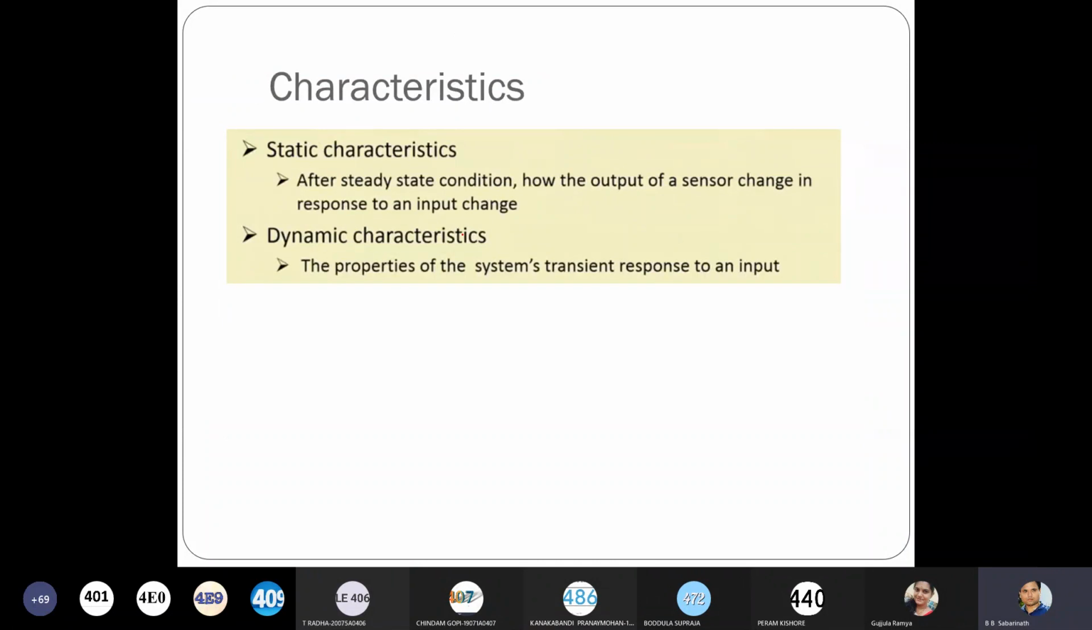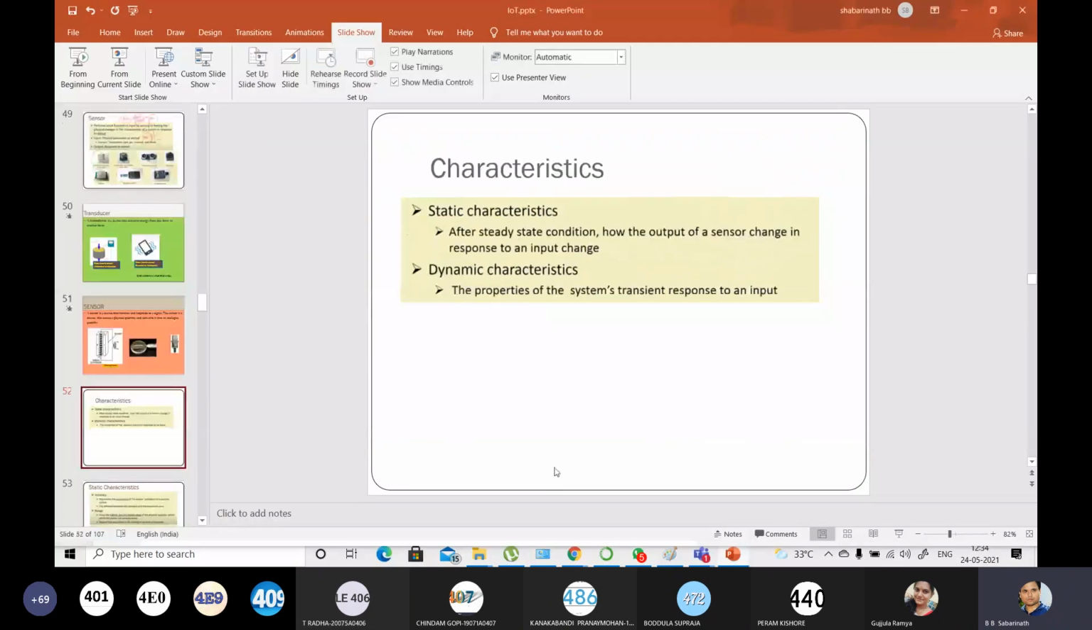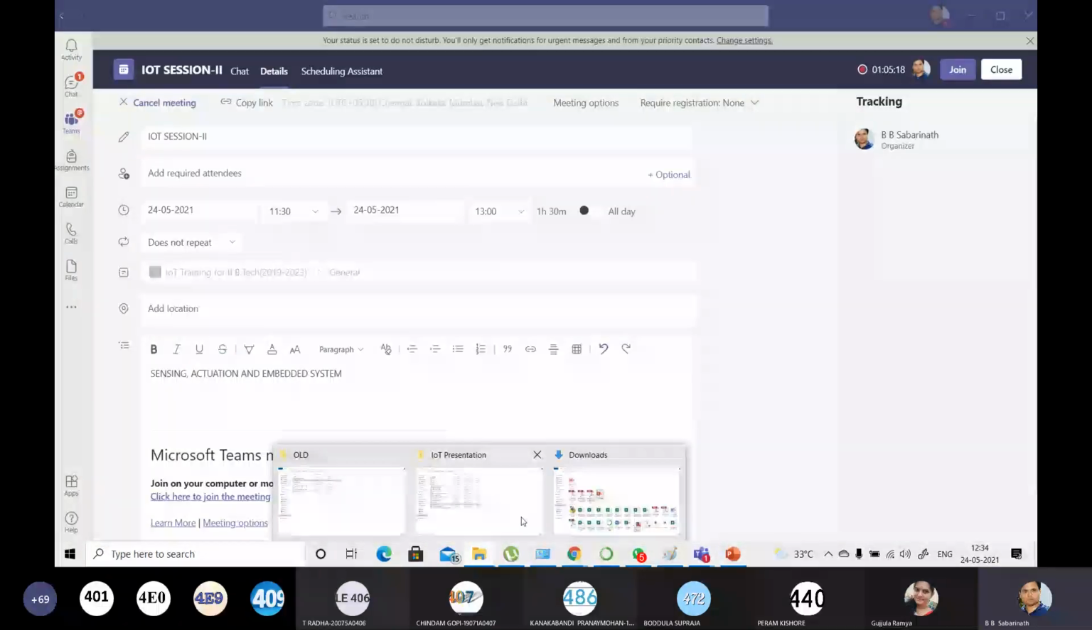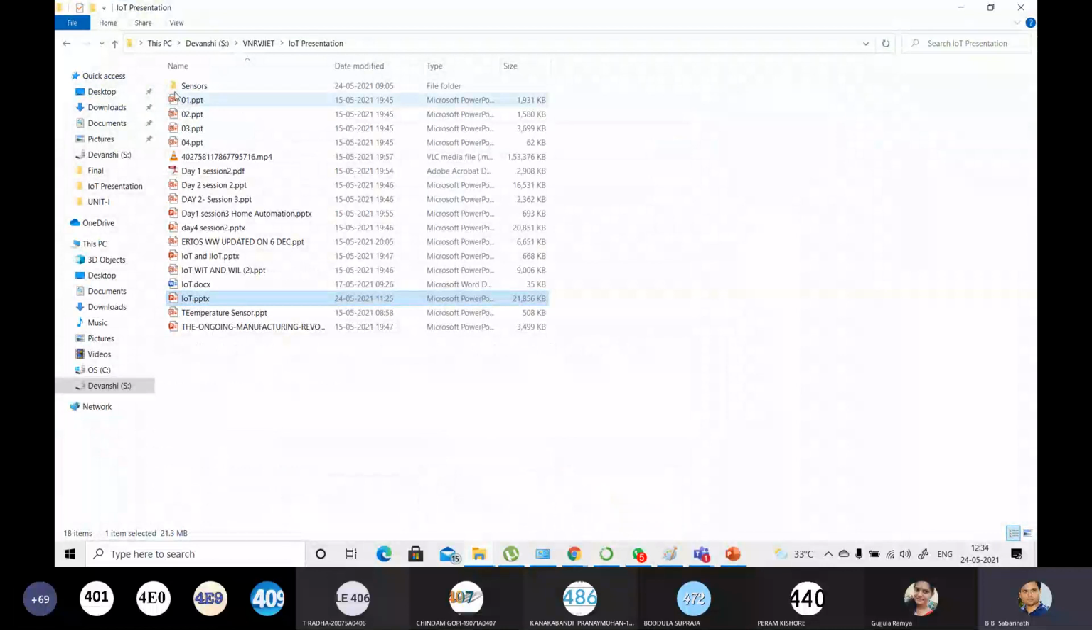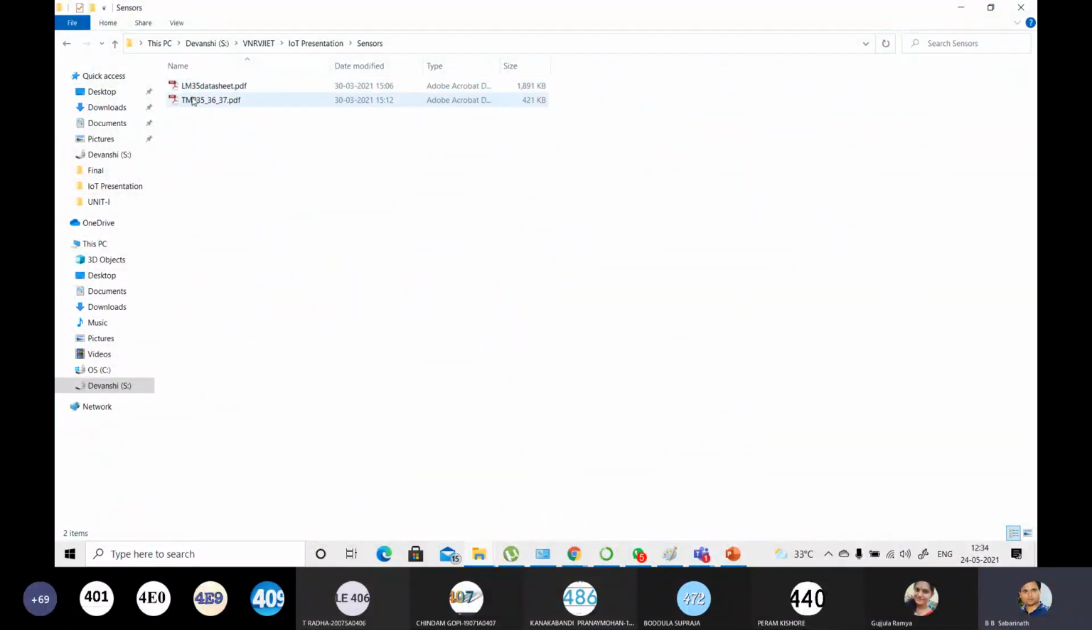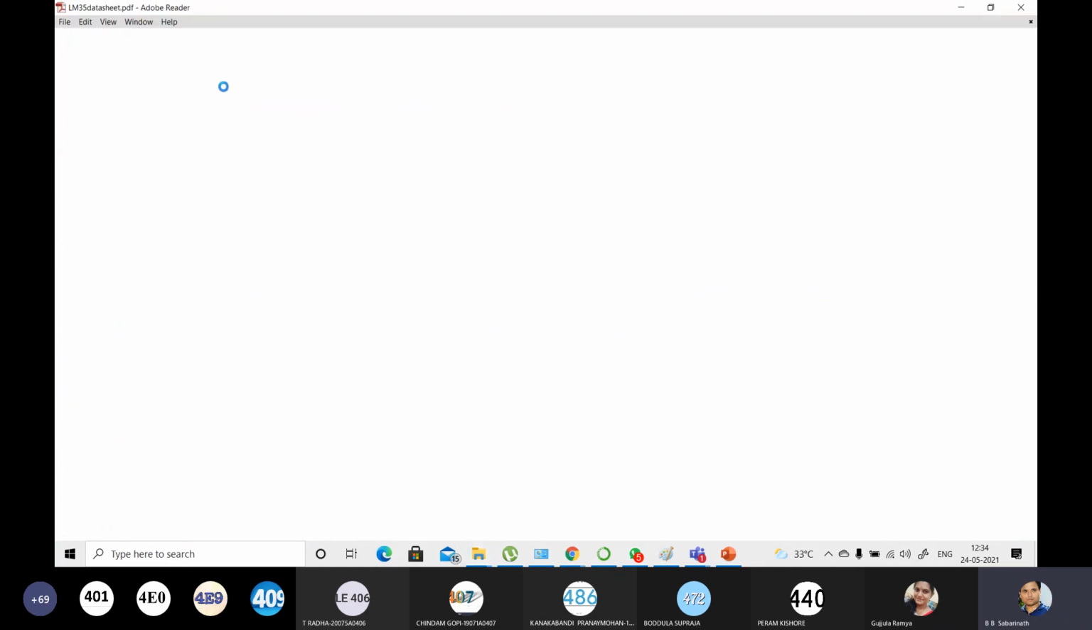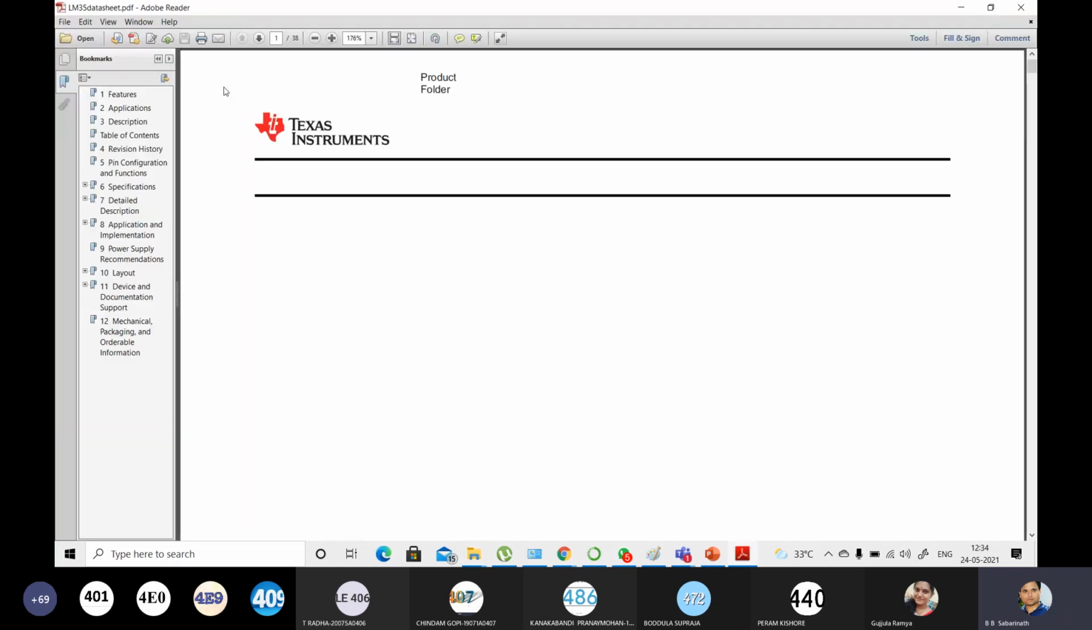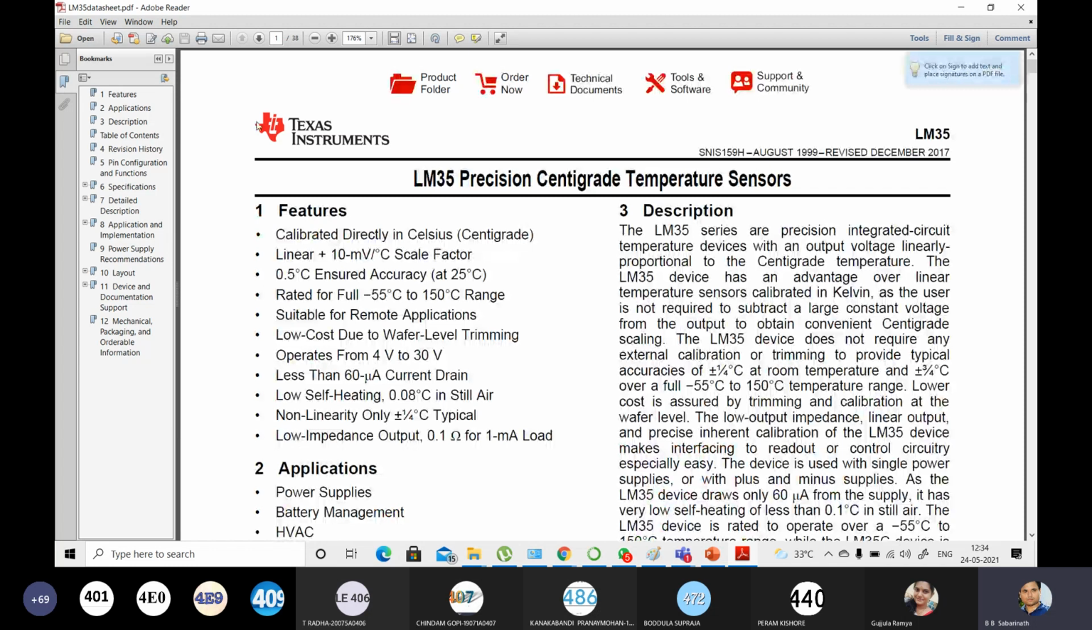Finally, before going to this, suppose you have seen some sensor and you have decided that you need to use it in your project. For that, what do you need to know? If you want to use a temperature sensor, there are many temperature sensors available. Corresponding to every sensor there is a data sheet. You can download these data sheets. For example, you see this, this is an LM35 sensor.